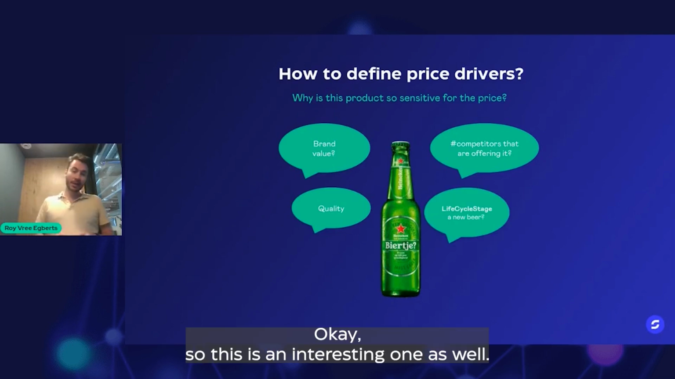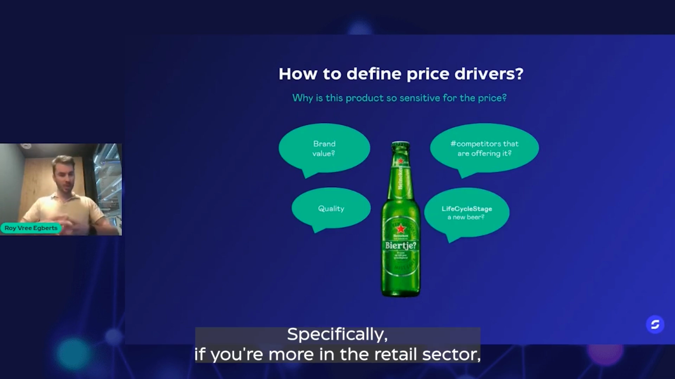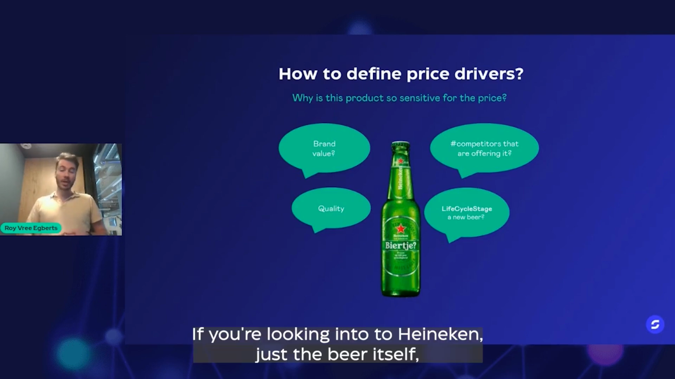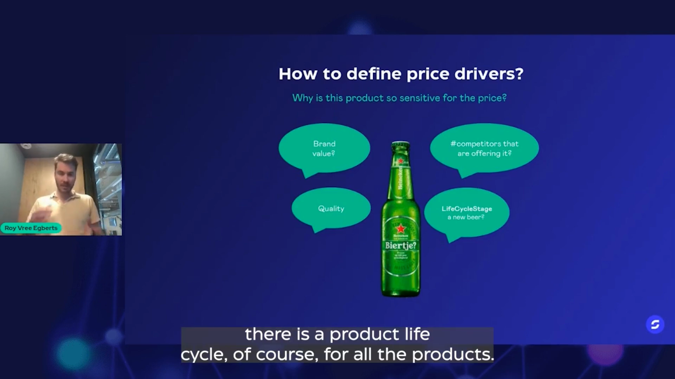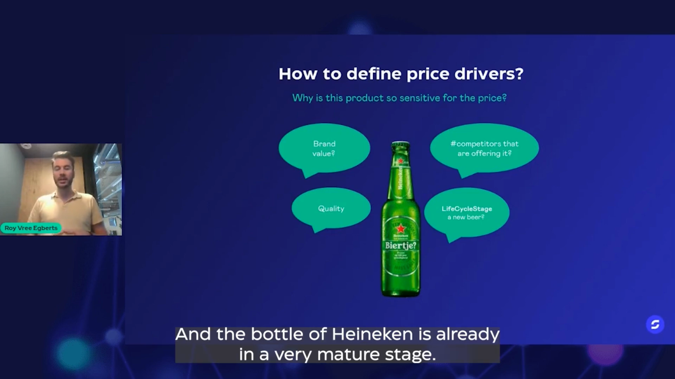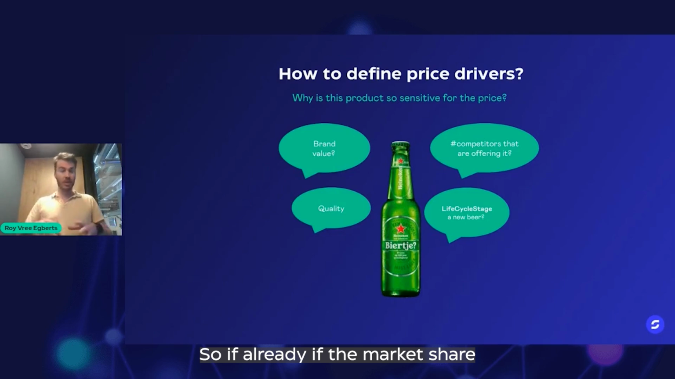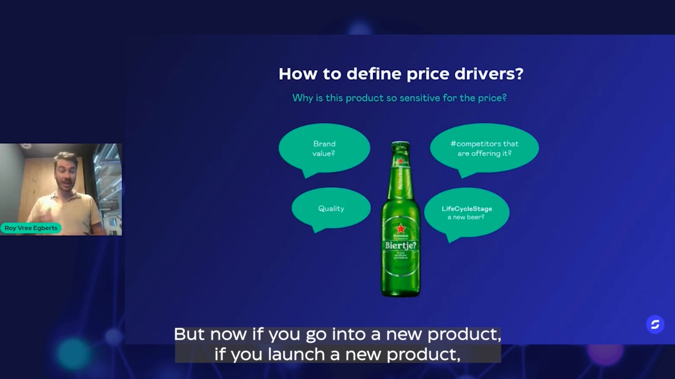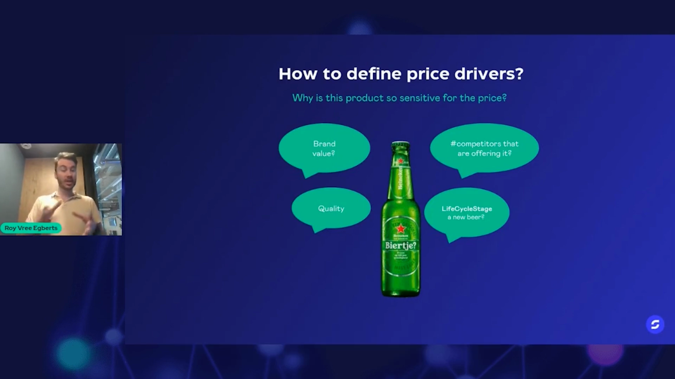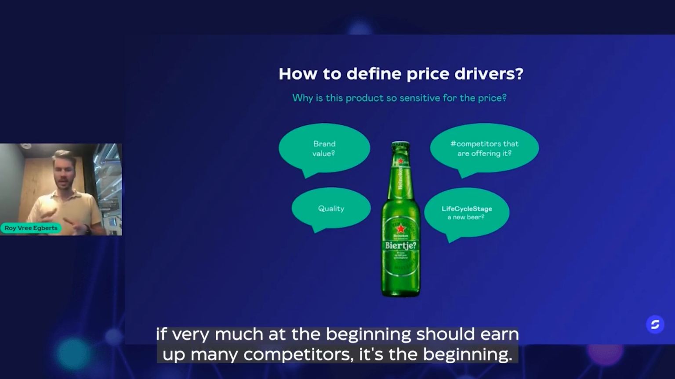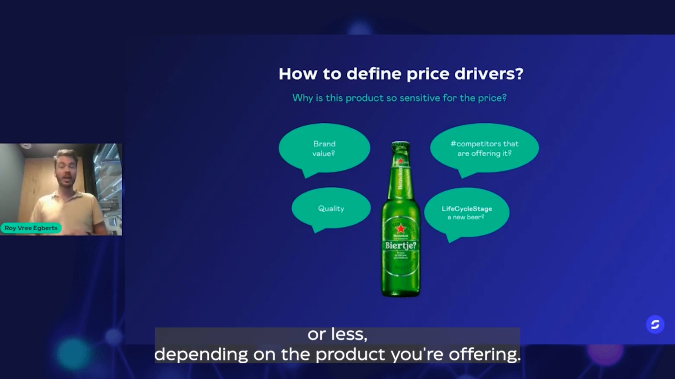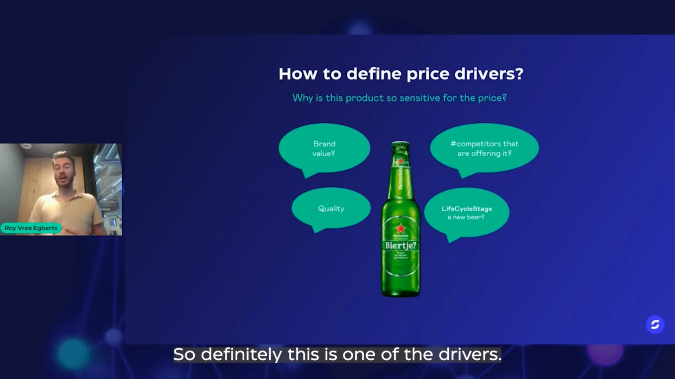Life cycle stage. Okay, so this is an interesting one as well, specifically if you're more in the retail sector, for example, or in fashion. This is a thing as well. If you're looking into Heineken, just the beer itself, there is a product life cycle, of course, for all the products. And the bottle of Heineken is already in a very mature stage, right? So they already have the market share. There are a lot of competitors working for the same product. But now, if you launch a new product, it's very much at the beginning. So there are not many competitors. It's the beginning. It's new. People are maybe willing to pay more or less depending on the product you're offering. So definitely, this is one of the drivers of your price.